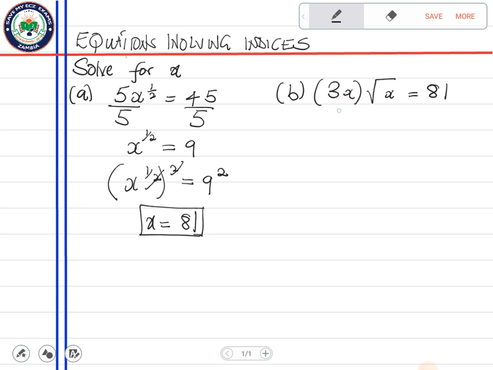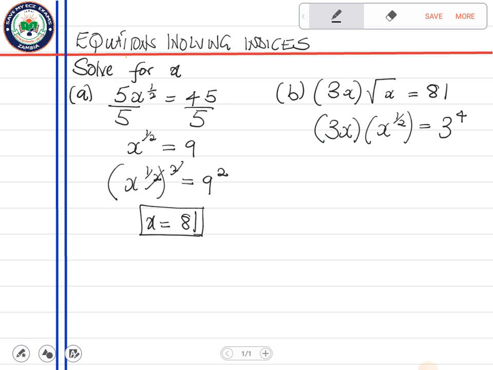With this one, we can see there is 3, and the square root of x equal to 81. Well, this can be written as 3x to the power half, because remember, the square root of x is just x to the power half, equal to 81, which can be written as 3 to the power 4. Do you agree? Trying to place the same bases there.